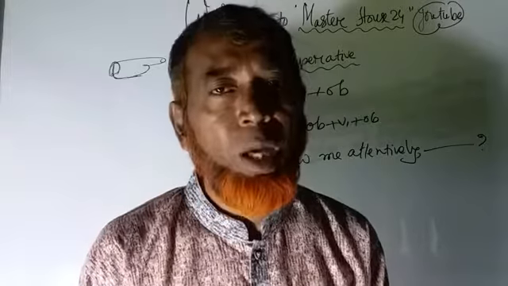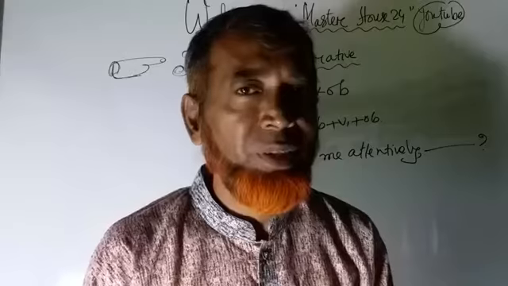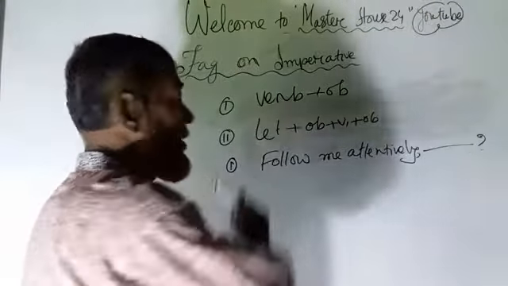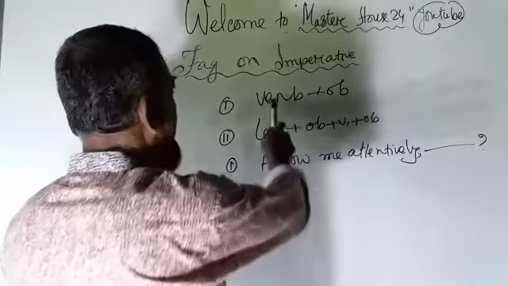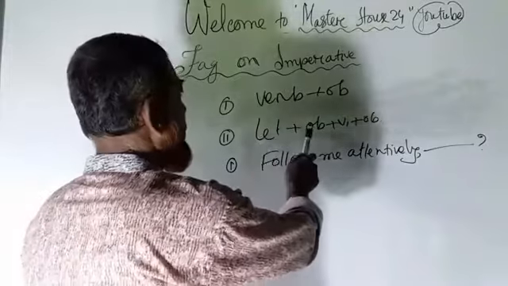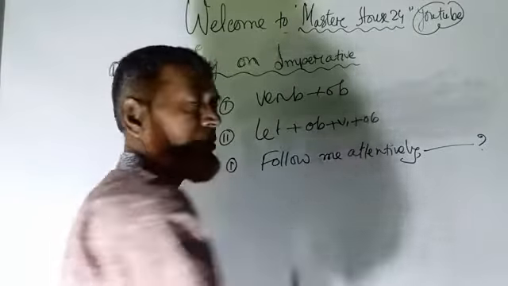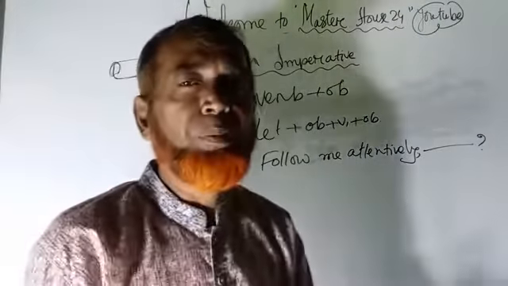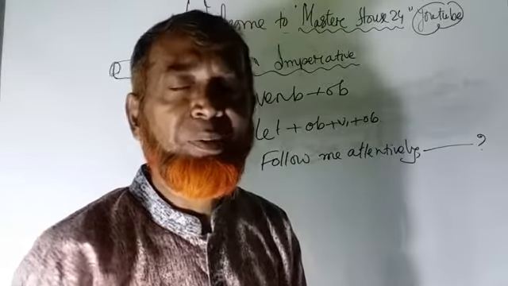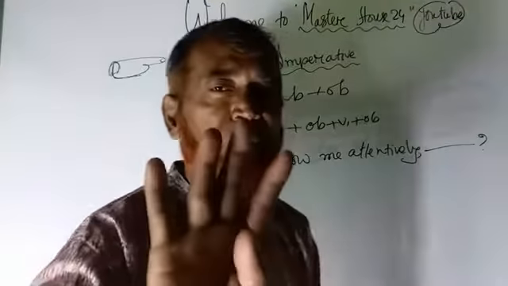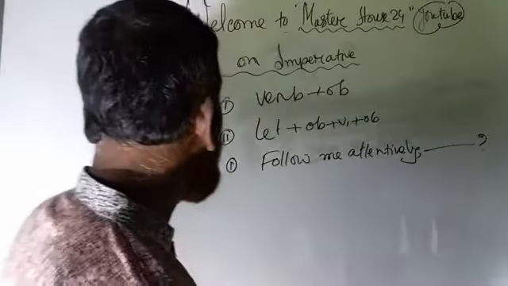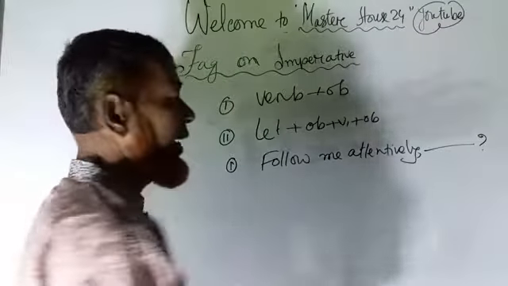My dear participant, now look at my whiteboard so that you can get an idea. Okay? Imperative sentence. We can see start verb plus object. And we also see let plus object plus verb plus object. We can see two types of imperative sentence. And if you observe very carefully, we can see four types of imperative sentence. Okay? Now we start our lesson. My dear participant, follow me attentively.